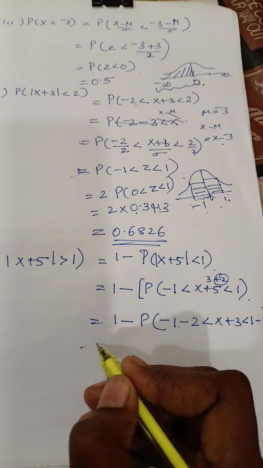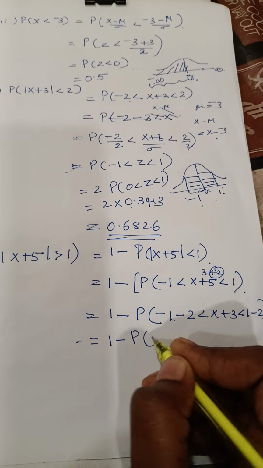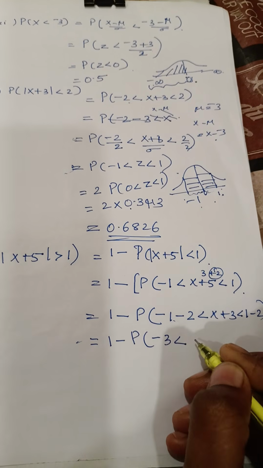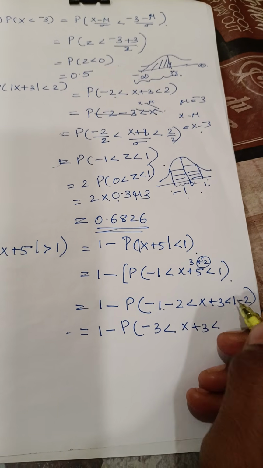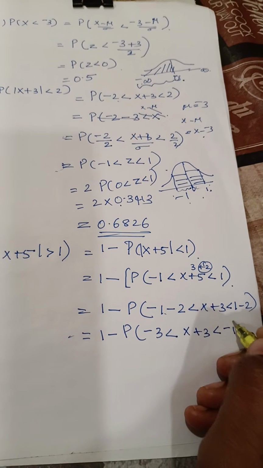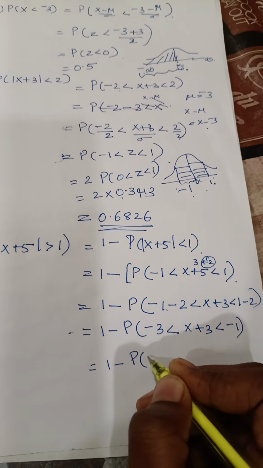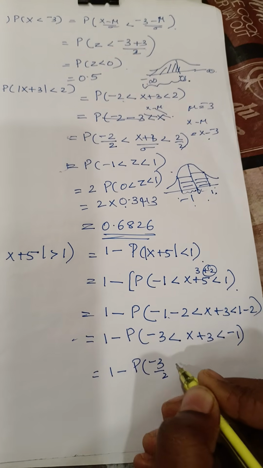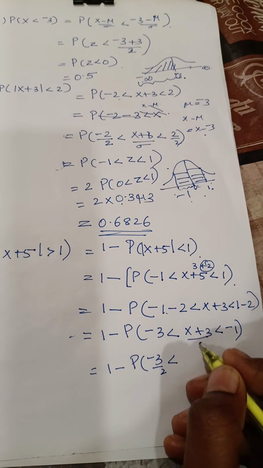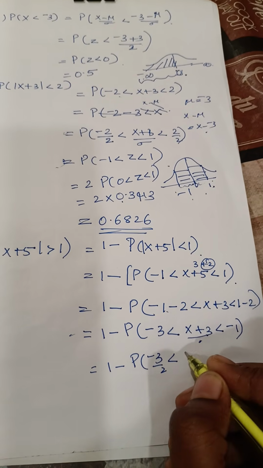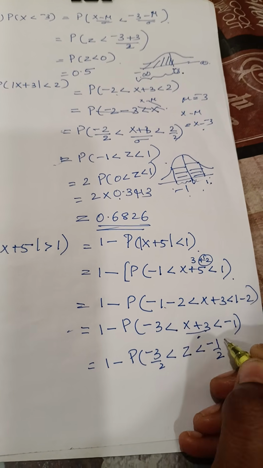So which is equal to 1 minus probability of minus 1 minus 2 minus 3 less than x plus 3 less than 1 minus 2 is minus 1. That is 1 minus probability of minus 3 by 2 less than, if you divide this by 2, this will be x minus mu by sigma. So this will become z less than minus 1 by 2.